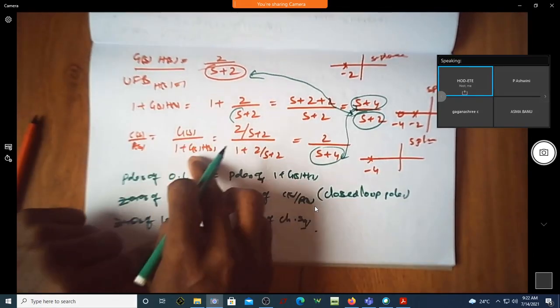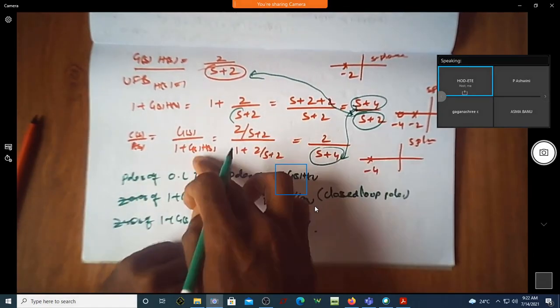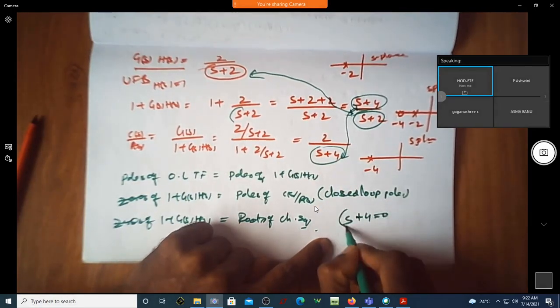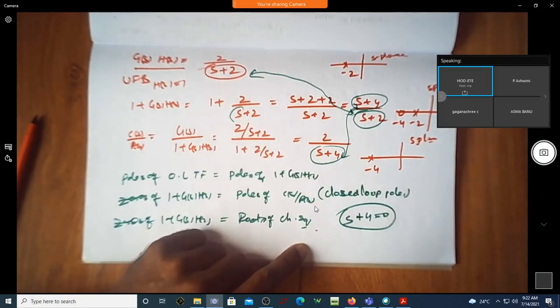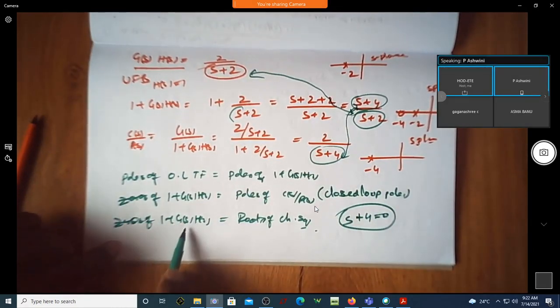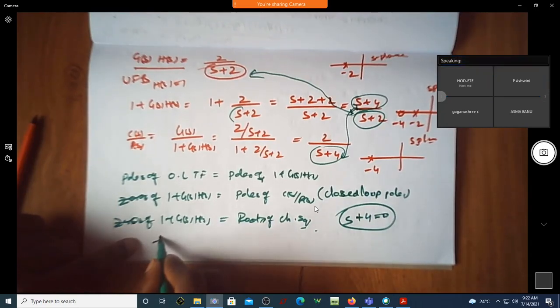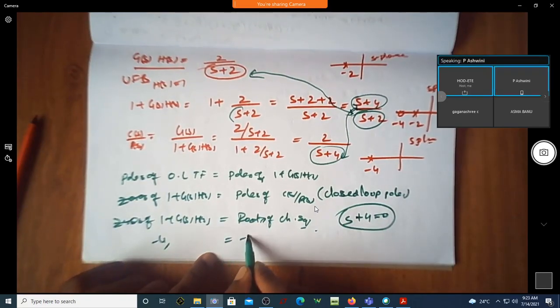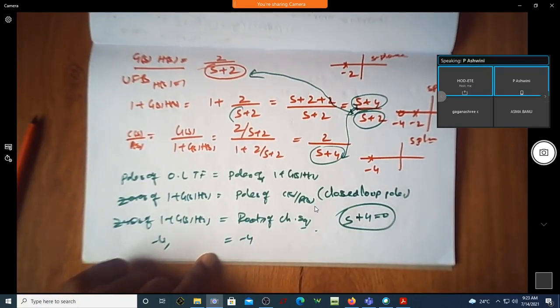What is the characteristic equation here? In this case, is it not s plus 4 is equal to 0? Is it not the characteristic equation in this example? What are the zeros of 1 plus G(s)H(s)? Is it not at -4? What is the root of this characteristic equation? Is it not -4?